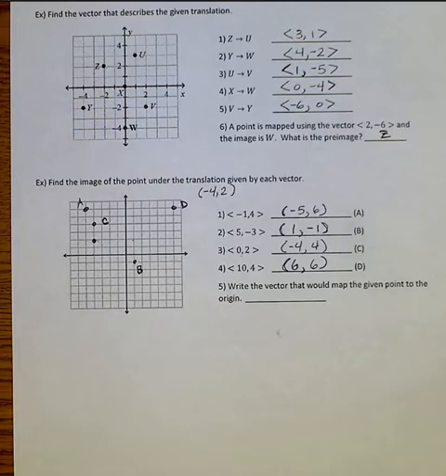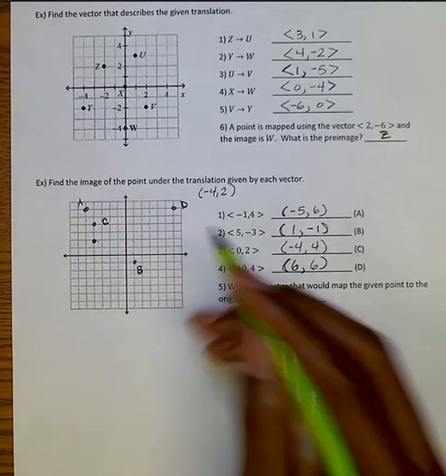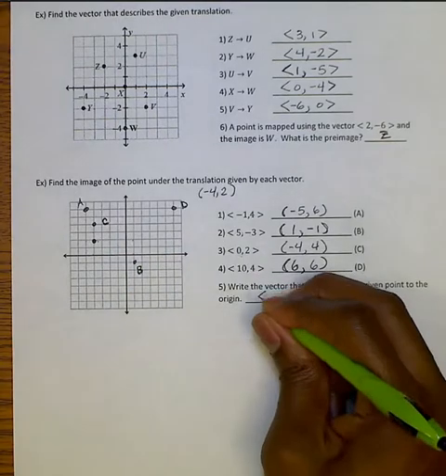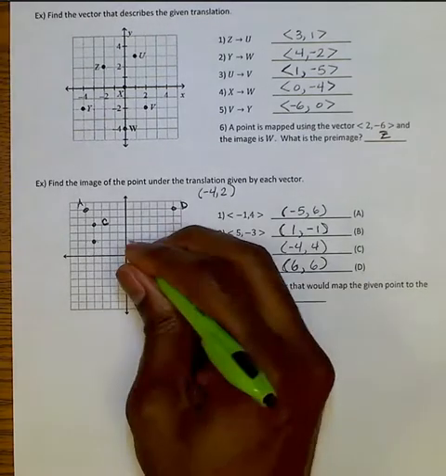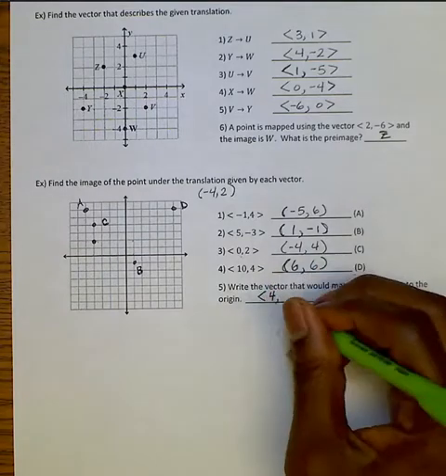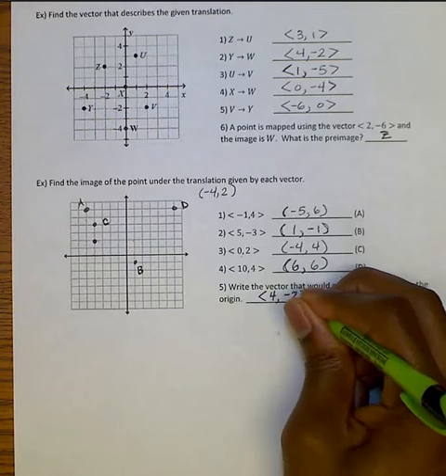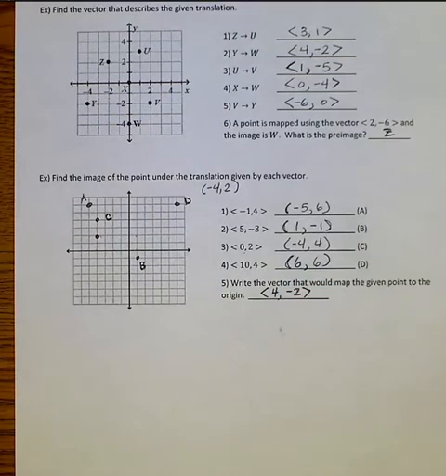Okay, it says write the vector that would map the given point to the origin. Okay, so our original point, negative 4, 2, we want to map it to the origin. Well, we'd have to basically do the opposite. So how do we get to the origin? We'd have to move right 4, so 4 for our x component. And then we have to move down twice, so negative 2. And so this vector would have mapped it to the origin because negative 4 plus 4 is 0, and 2 minus 2 is 0.